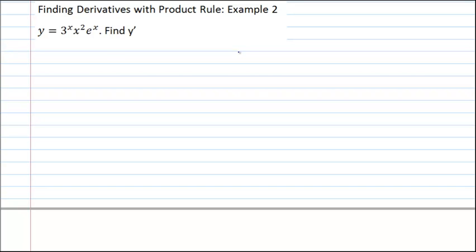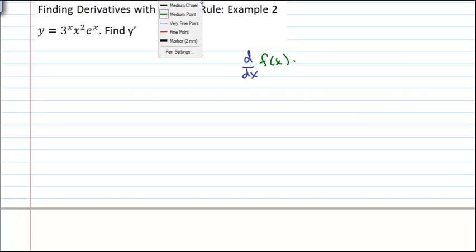In this example, we're looking at a little more complicated version of the product rule. Instead of having two functions multiplying together, we have three separate functions multiplied together that we need to find the derivative of. So in this case, what we really have is d by dx of f of x times g of x times h of x.